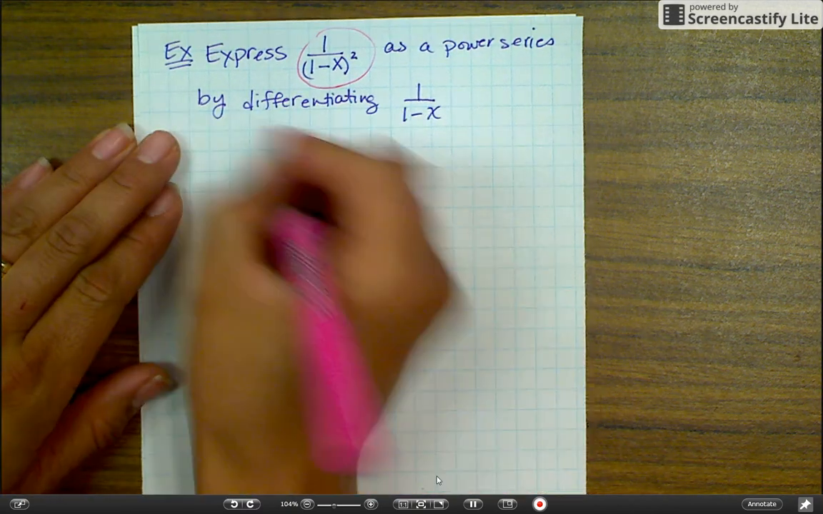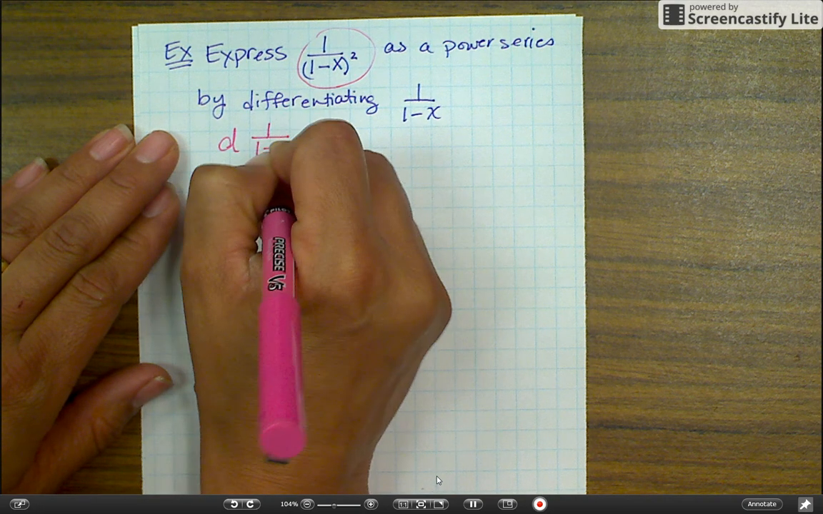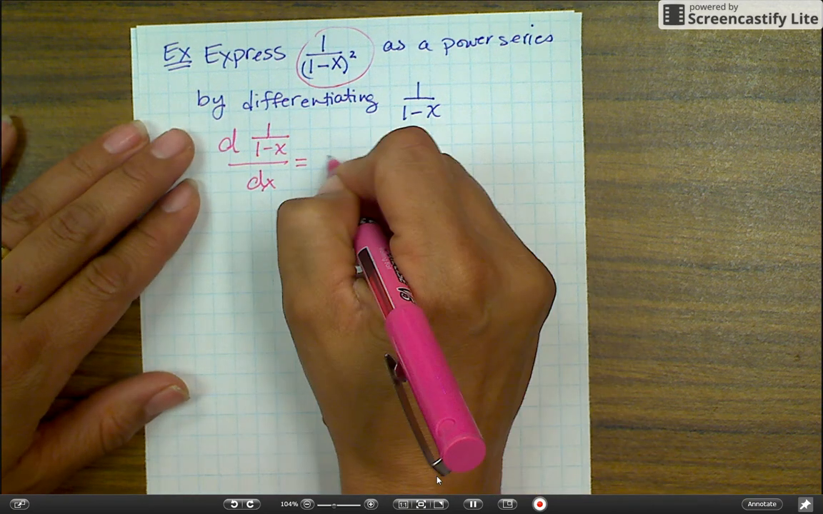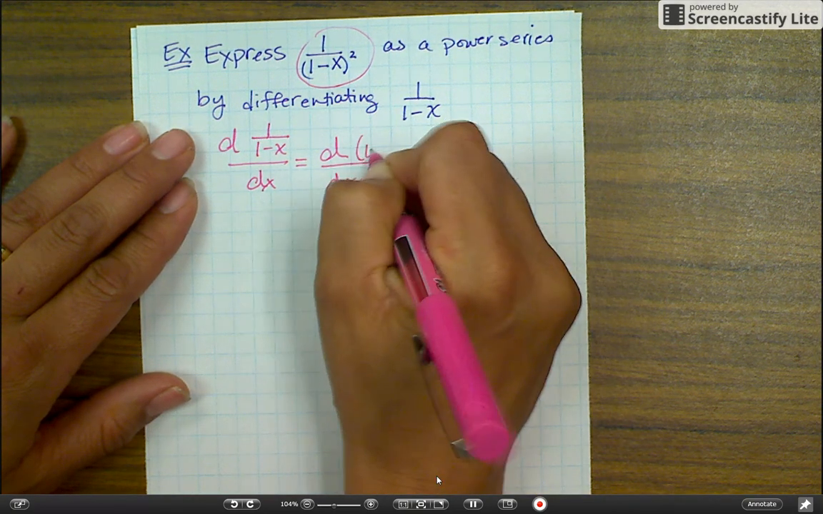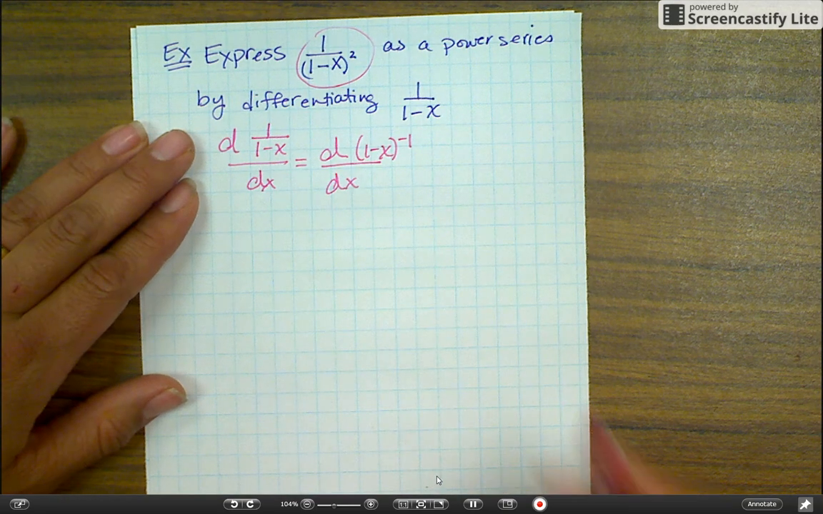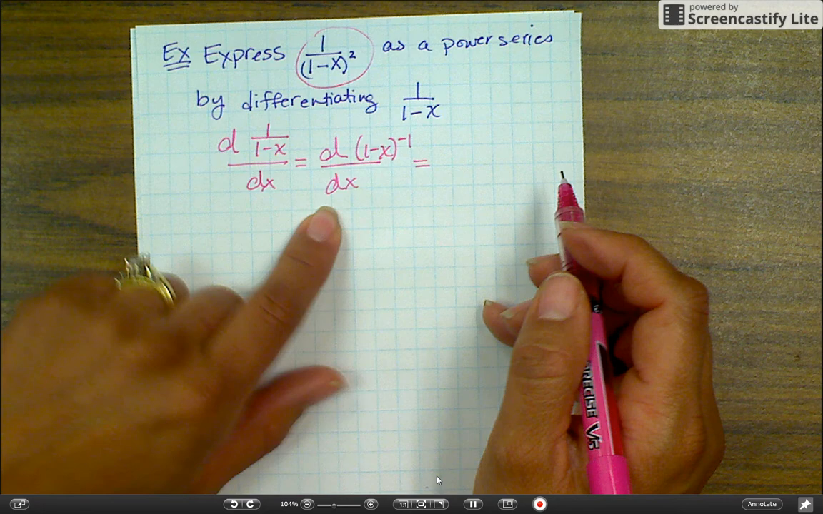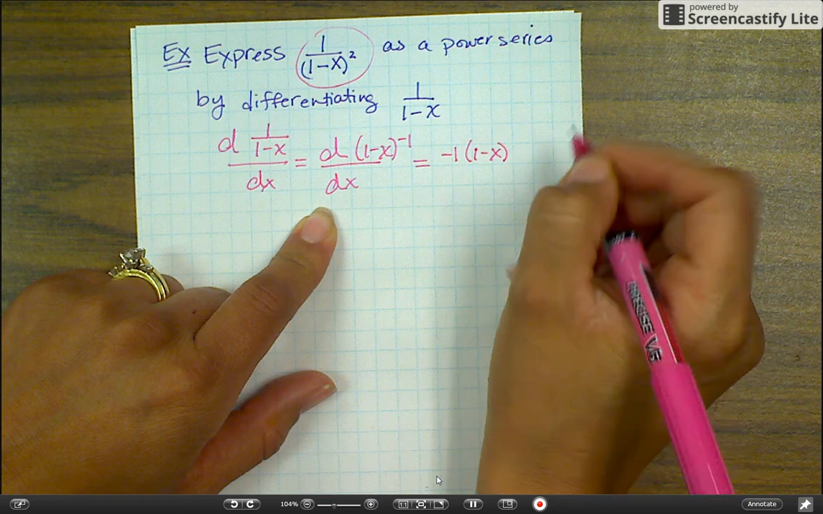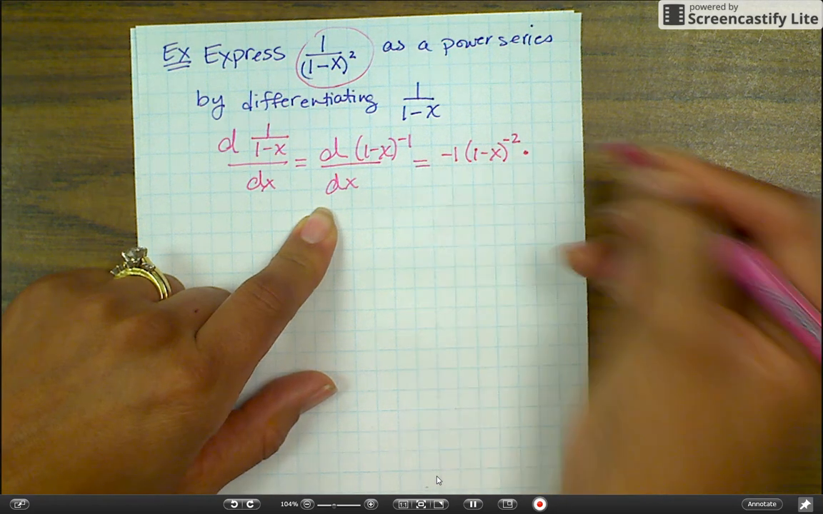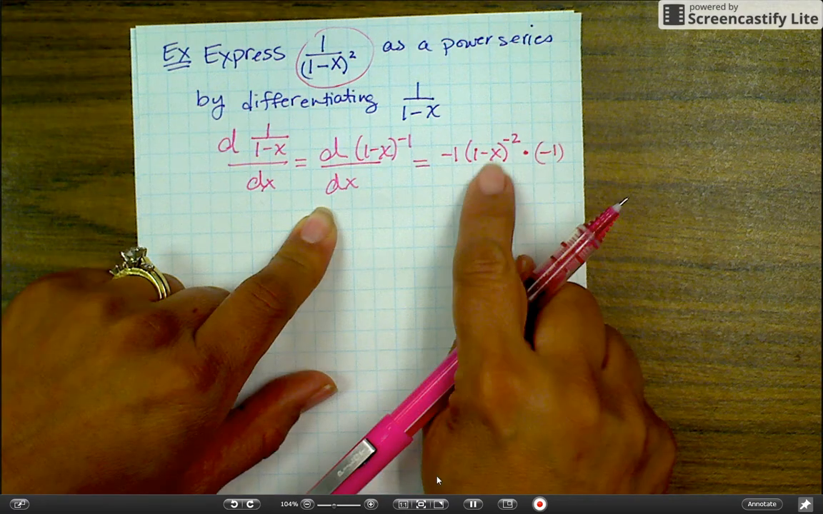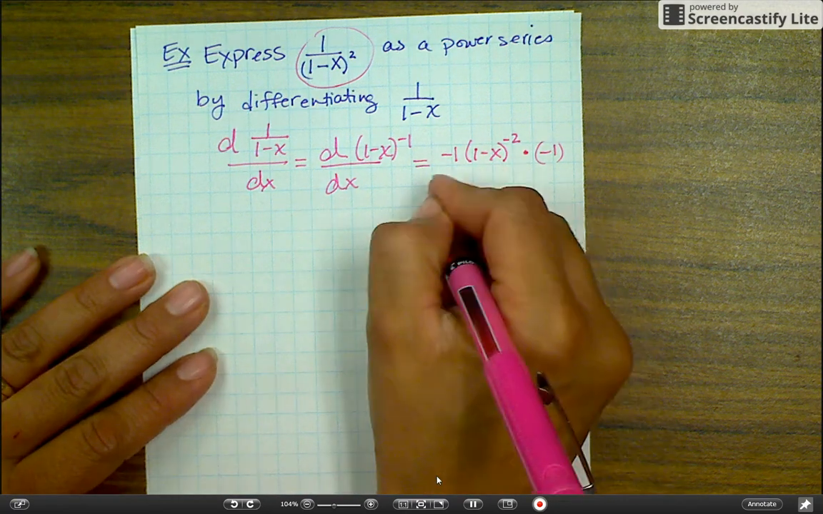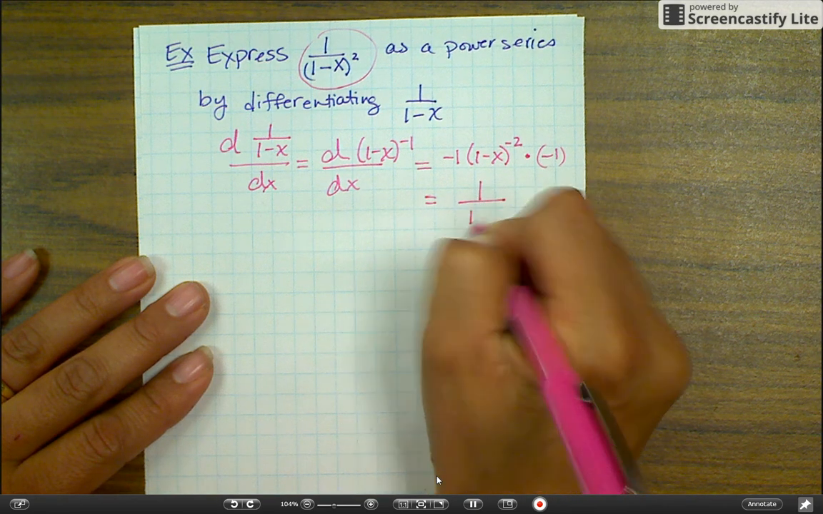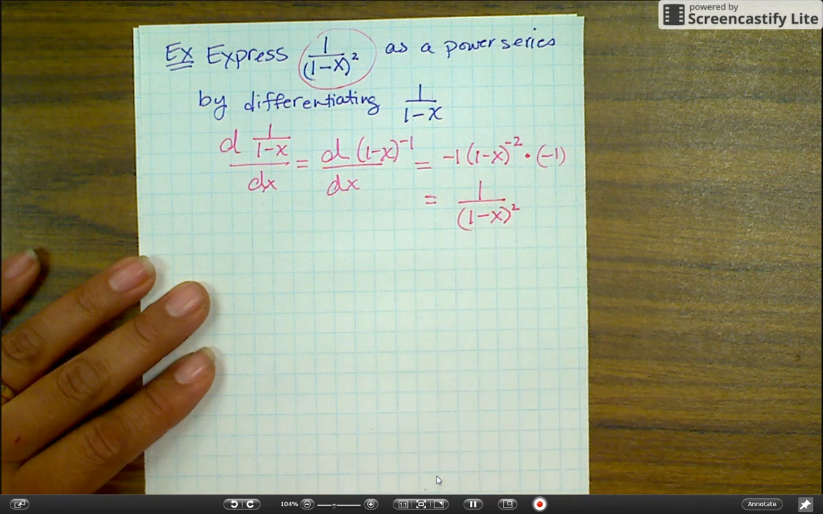Well, let's see. If I take the derivative of 1 over 1 minus x with respect to x, what does that end up being? If I treat it like this, then what will I have? I will bring down my negative 1, 1 minus x to the negative 2, multiplied by negative 1 because of the chain rule, right? So now, what is this equal to? This is equal to positive 1 over the quantity of 1 minus x being squared.